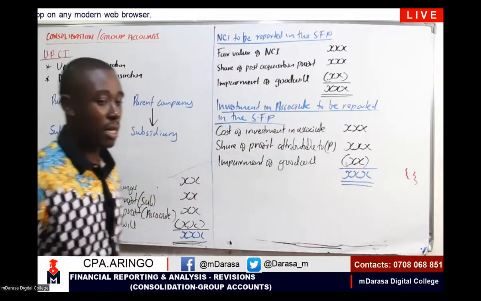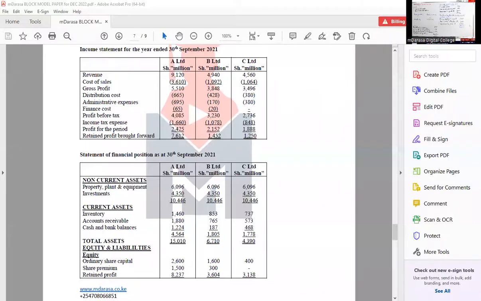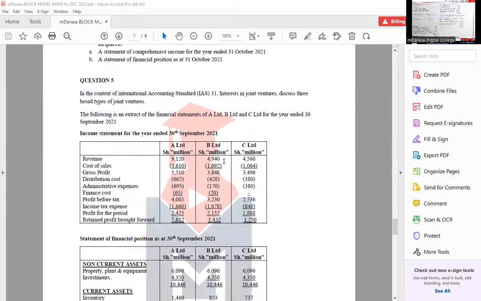So once we have this summary, then you can proceed and look at this question of ours, which I will want to revise today. This is our question. It is in our block model paper. This is basically question number 5, part B. I believe all of us are able to see this question of ours. As I mentioned earlier on, you can download this question. I've attached a link just below this video, which you can download.